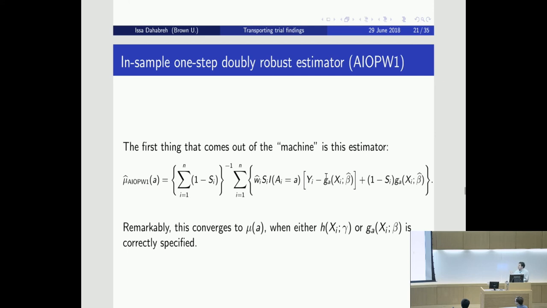Double robustness is a mathematical property, not a matter of belief, if I may say so, Roy. It's a mathematical property of the things the machine spits out most of the time. Not always, many times. What's beautiful about this thing is you might get this model wrong, or you might get this model wrong, and you might not know which of the two you got wrong, but as long as the other is correct, this thing will converge to the true answer in large samples. So that's kind of a desirable property.